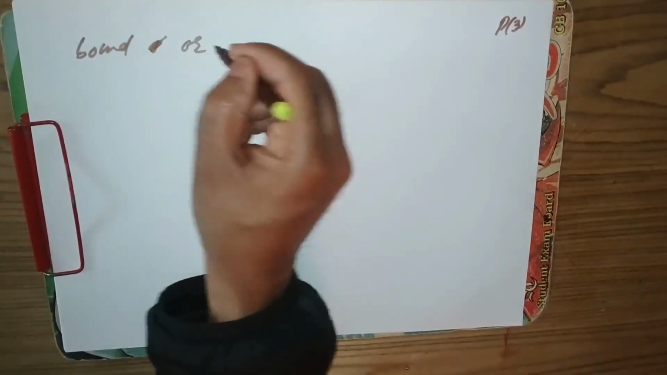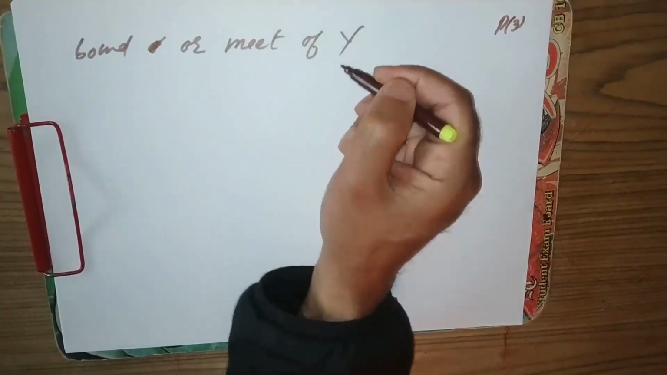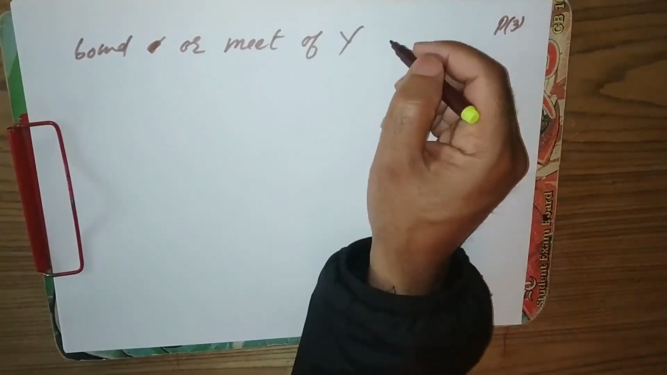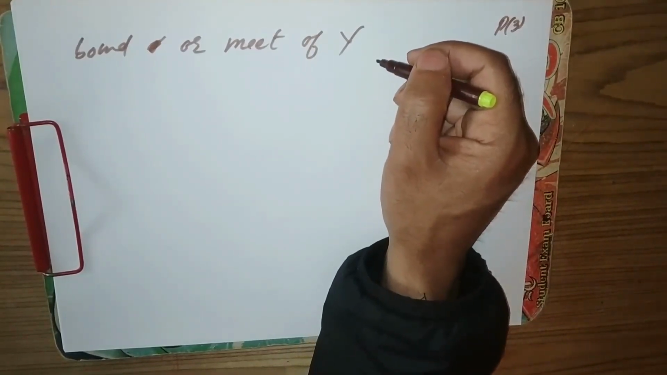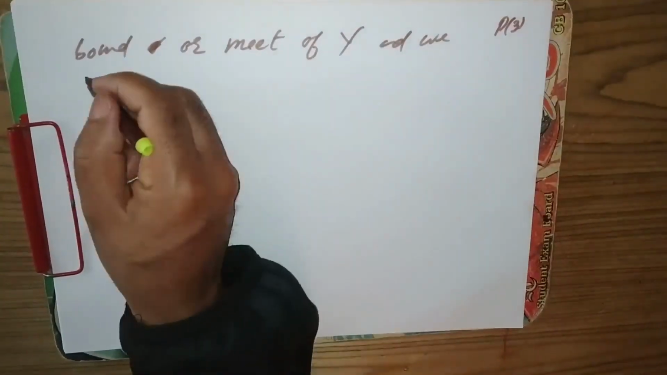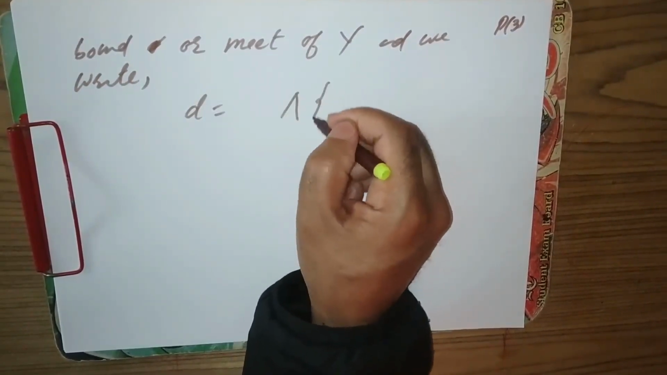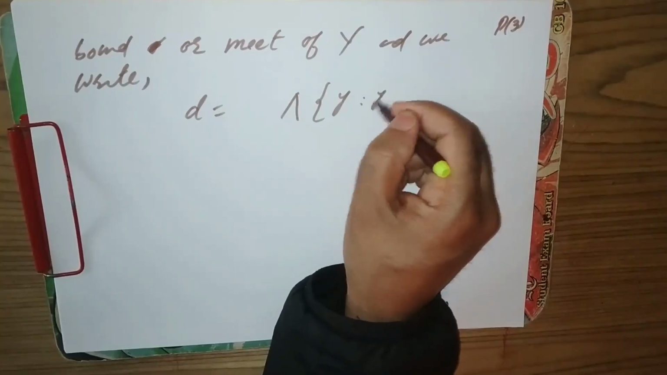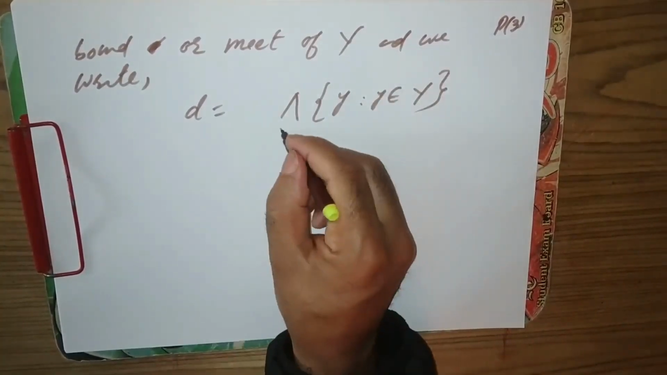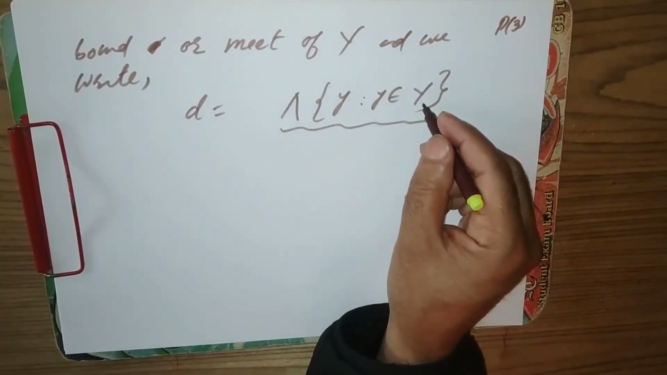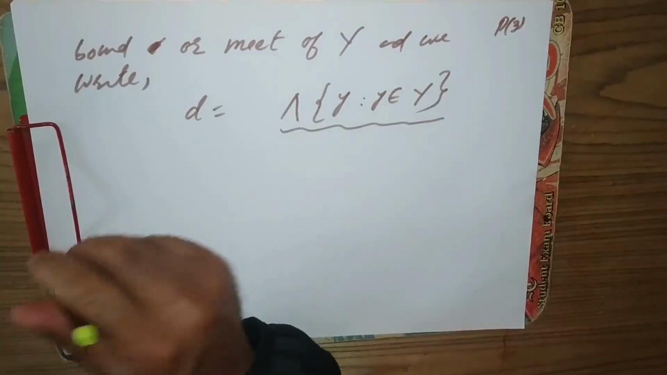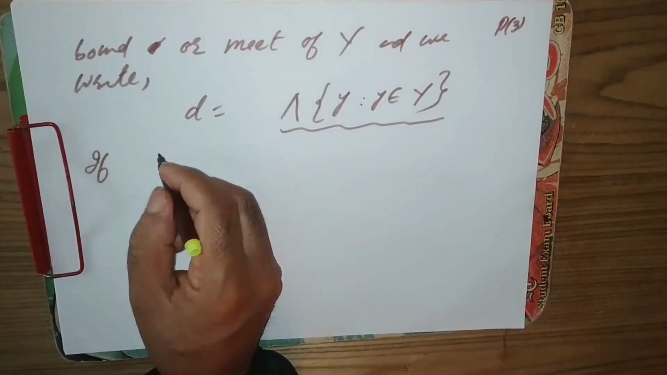D is the greatest lower bound, or you can say the meet of Y, and we write it as D is equal to the meet of y, where y belongs to Y. So this is the notation for the greatest lower bound of the set Y, and it's also called the meet.